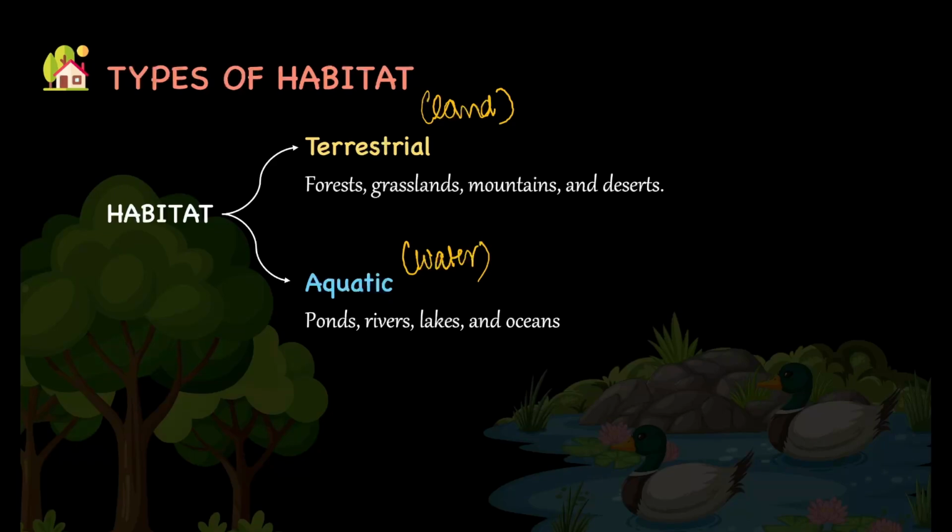And each type of habitat is unique, which has different conditions, and living organisms that are found in each of these habitats have some special features that help them survive in them. But we'll explore all of that in our upcoming videos. But for now, I hope that the basic concept of what is a habitat and different types of habitat is now clear to you.